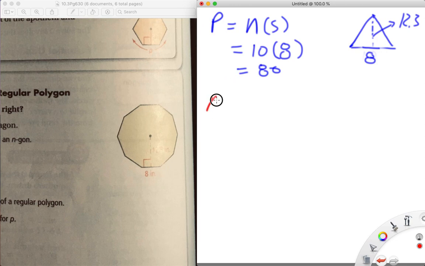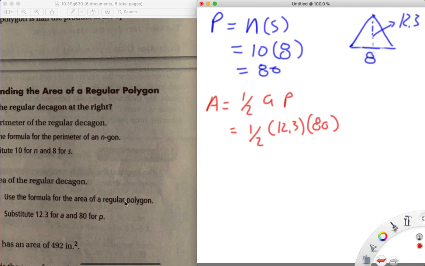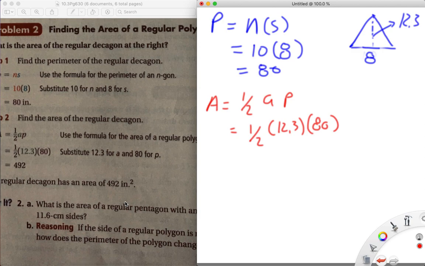We know that the area of a regular polygon is 1/2 the apothem times the perimeter. So the apothem in this case is 12.3, and it's 12.3 times 80, and the book says 12.3 times 80 is 492, so it's 492 square units. I don't think they give us the units. Oh no, they do. They give us inches. So 492 inches squared.